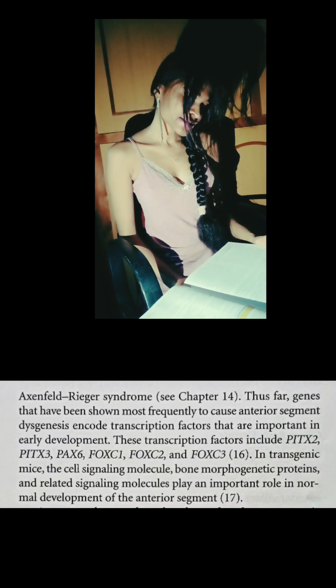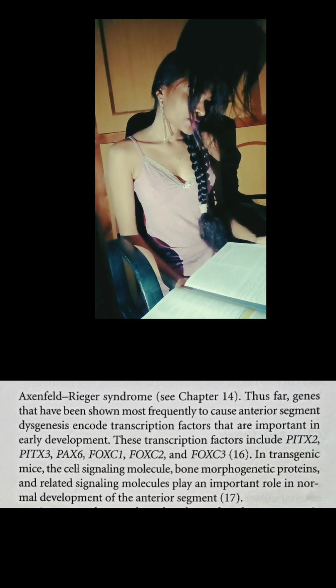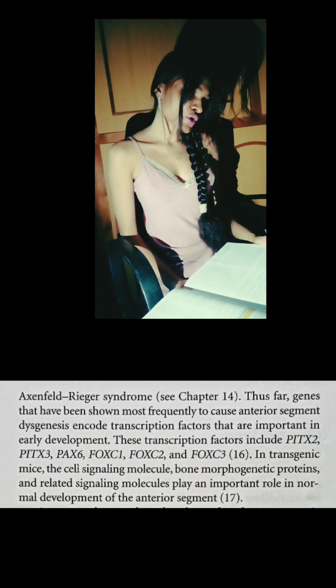exemplified in Axenfeld-Rieger syndrome. Thus far, genes that have been shown most frequently to cause anterior segment dysgenesis encode transcription factors that are important in early development. These transcription factors include PITX2, PITX3, PAX6, FOXE3, FOXC1, FOXC2, and FOXC3.